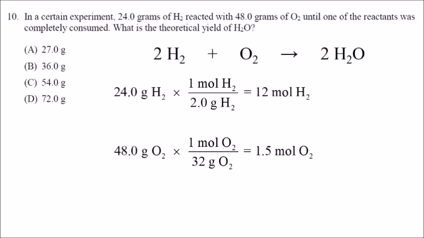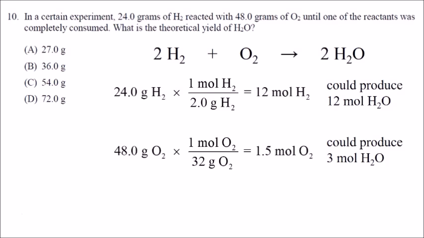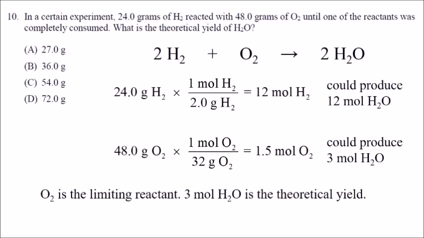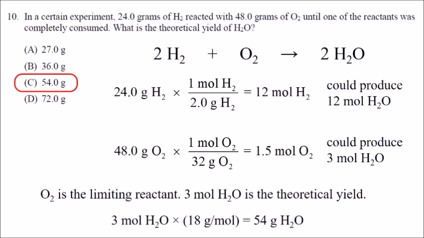Now, to convert into product, which is water, 12 moles of hydrogen gas would produce 12 moles of water. But 1.5 moles of oxygen gas could only produce 3 moles of water. That makes oxygen the limiting reactant, and the theoretical yield of water is 3 moles. So how many grams is 3 moles of water? Well, since 1 mole of water weighs 18 grams, 3 times 18 is 54. So the correct answer for number 10 is C.